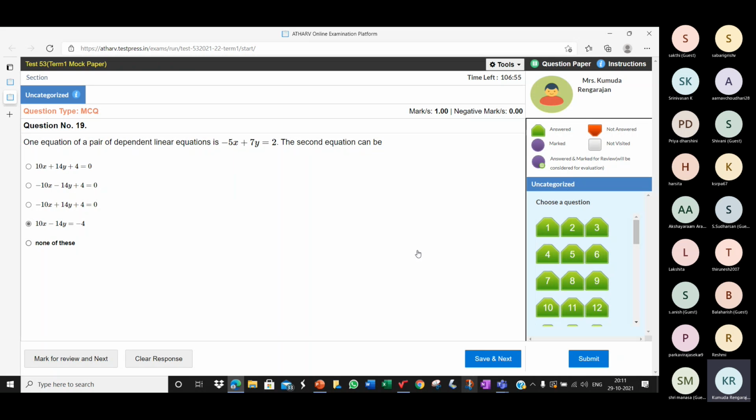Supposing that it asks you to select an equation so that they are intersecting lines, then you must select the equation where A1 by A2 is not equal to B1 by B2. You must work and check that A1 by A2 is not equal to B1 by B2. If they ask you to choose another equation so that the pair is inconsistent, meaning the pair represents parallel lines, then you must choose the equation where A1 by A2 is equal to B1 by B2 but is not equal to C1 by C2.